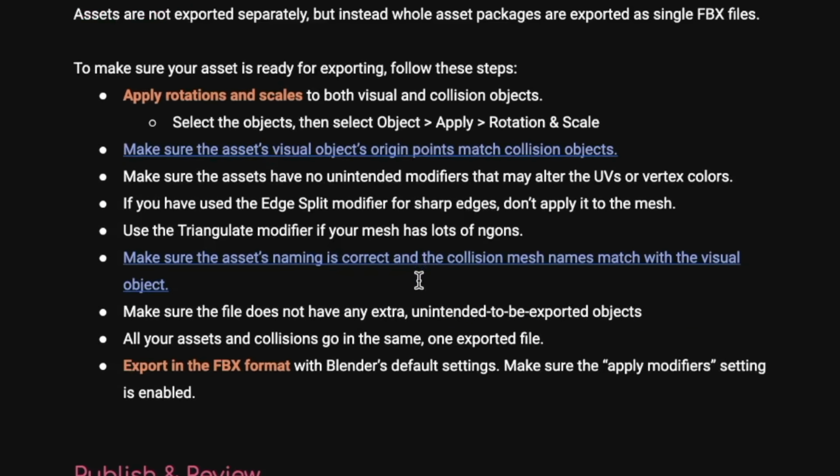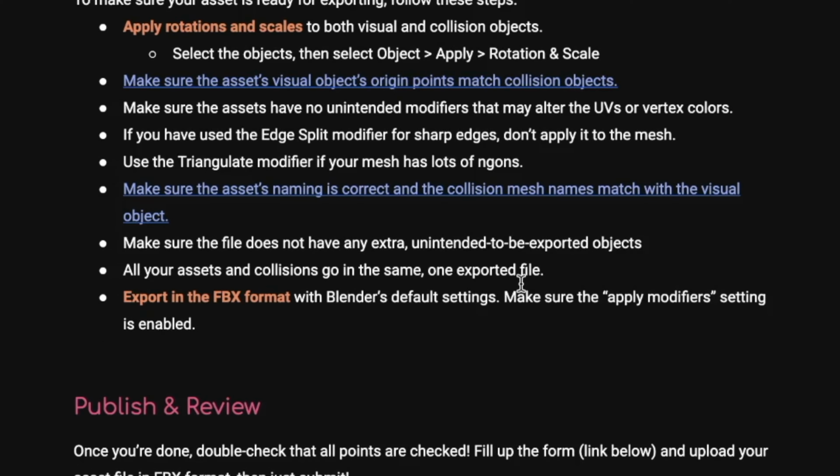Make sure the assets have no unintended modifiers that may alter the UV or vertex colors. If you have used the edge split modifier for sharp edges, do not apply it to the mesh. Use the triangulate modifier if your mesh has lots of n-gons. Make sure the asset's naming is correct and the collision mesh names match with the visual object. Make sure the file does not have any extra objects not intended to be exported. All of your assets and collisions go in the same one exported file.